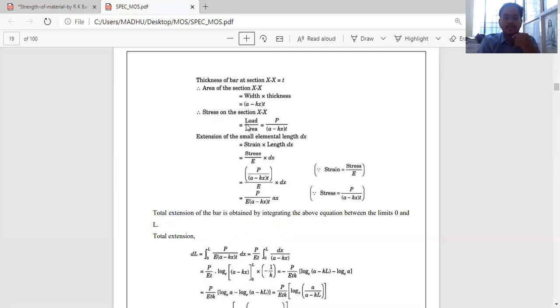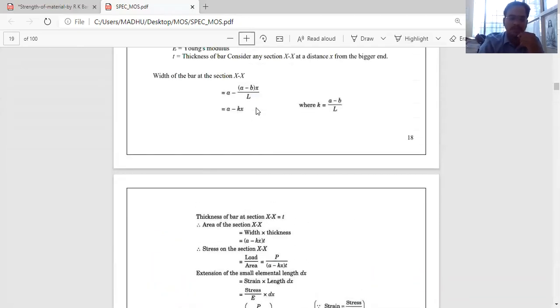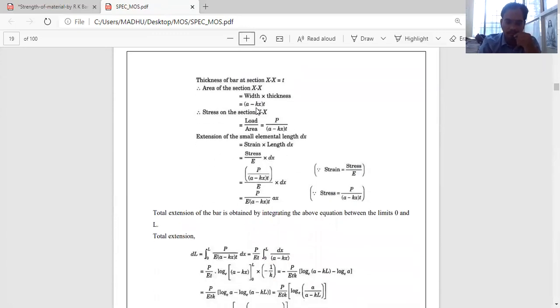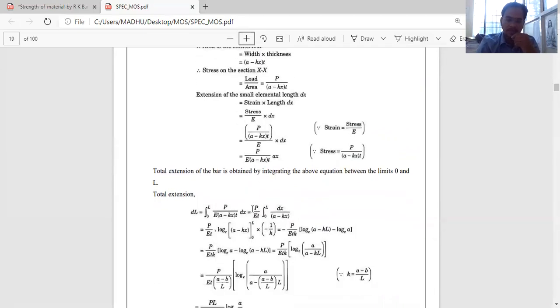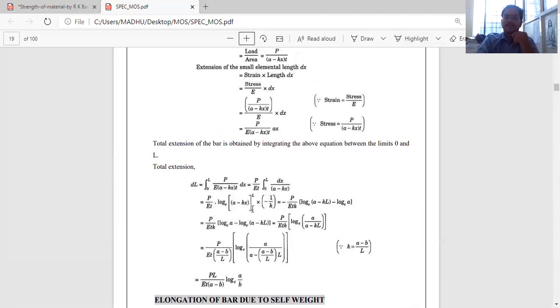Stress on the section xx is given by load by area, P by (a minus kx) into t. Extension of the small element of length dx is given by strain into length dx. So stress by Young's modulus is equal to strain, into dx length. So P by (a minus kx) into t by E, into dx. So this is already known. Stress value is known from the above one. So when you substitute this and integrate, we are going to get a different value.